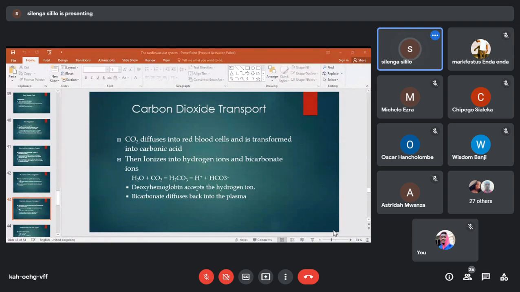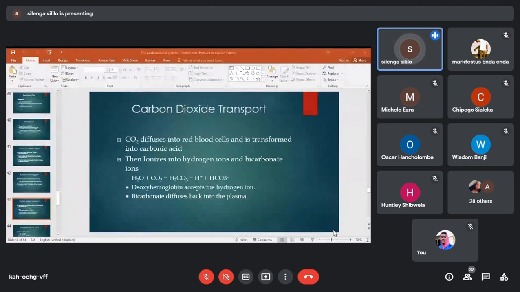Now, when carbon dioxide is brought back, interestingly there are 2 forms. There is what we call an indirect method of how the carbon dioxide is transported, and the direct. The direct one is the one that we have focused on, where it just diffuses directly into the red blood cells. And once it gets into red blood cells, it will be transformed into carbonic acid. This carbonic acid is then going to be ionized into hydrogen ion and bicarbonate ions.